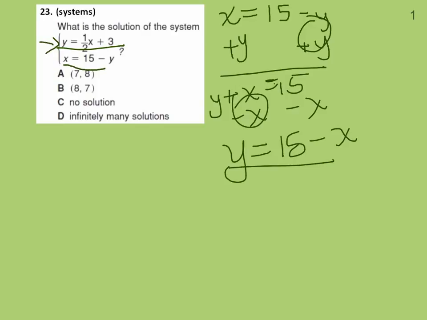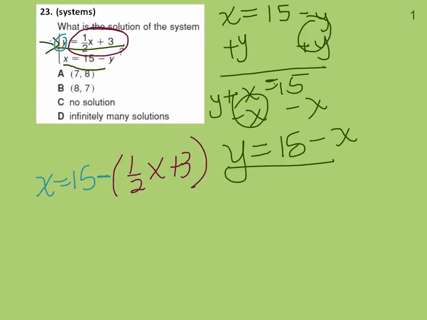Okay, our other option, this one looks like a pretty easy substitution problem. So what we're going to do is substitute. You can choose either one of these since it says what y equals and what x equals. I will just randomly choose that I want to substitute y. So every time I see y on the other equation, I replace it with 1 half x plus 3. Okay, so we have x equals 15 minus what y is, which is 1 half x plus 3.